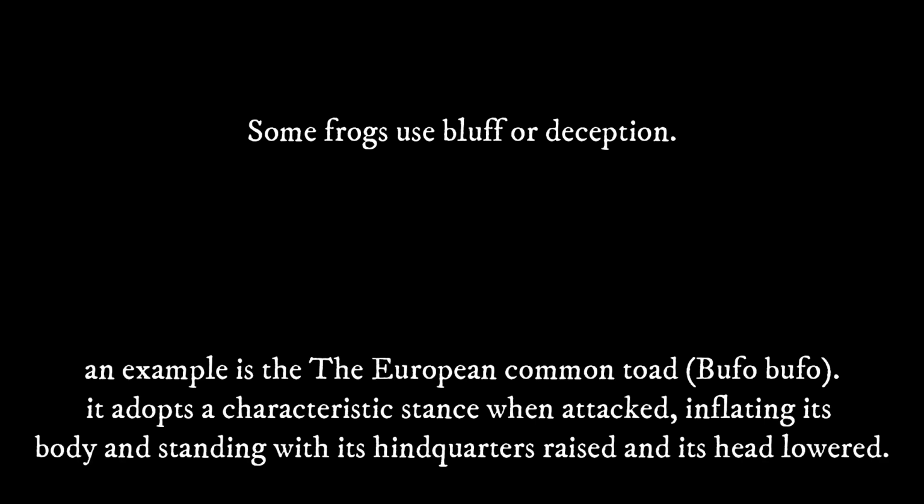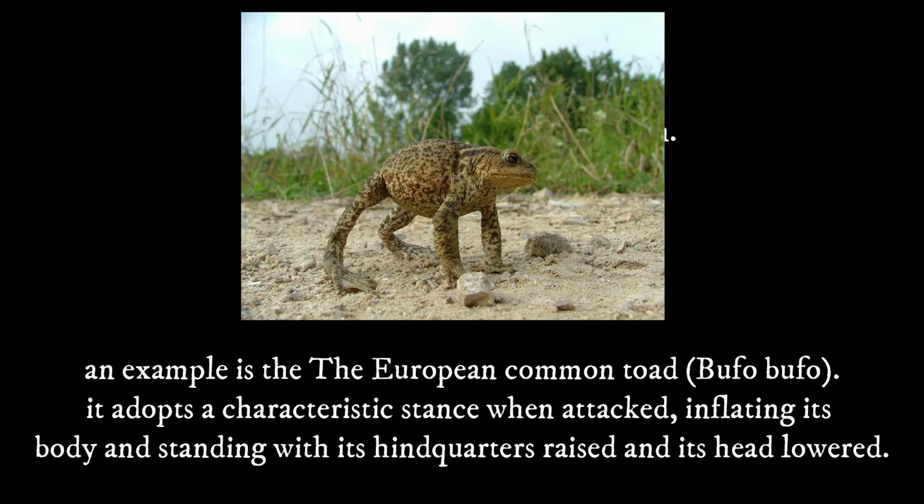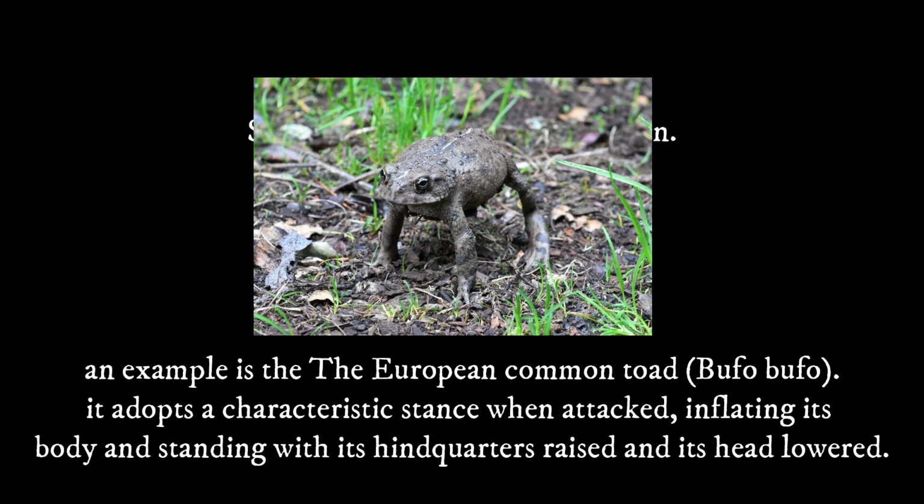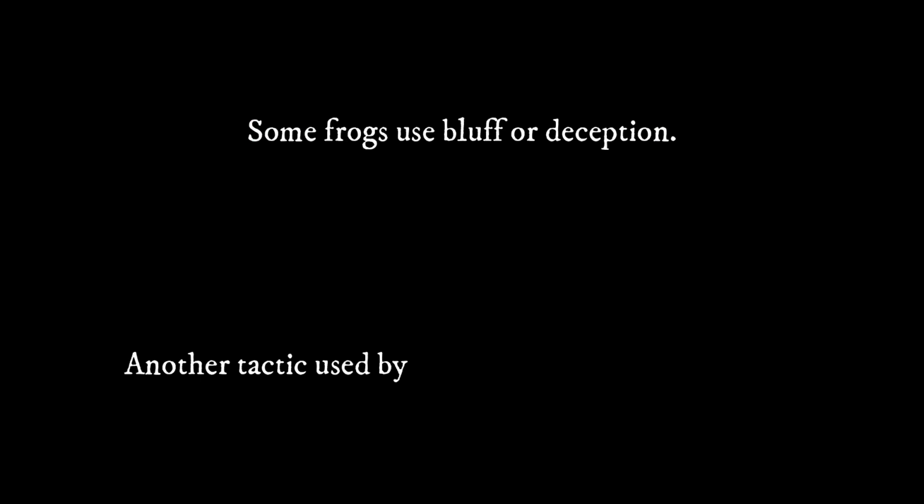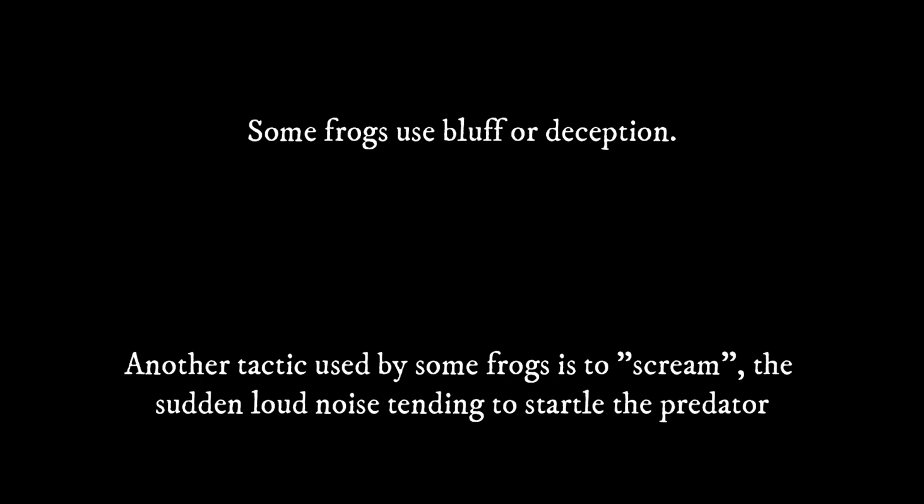Some frogs use bluff or deception. An example is the European common toad, Bufo bufo. It adopts a characteristic stance when attacked, inflating its body and standing with its hindquarters raised and its head lowered. Another tactic used by some frogs is to scream, the sudden loud noise tending to startle the predator.